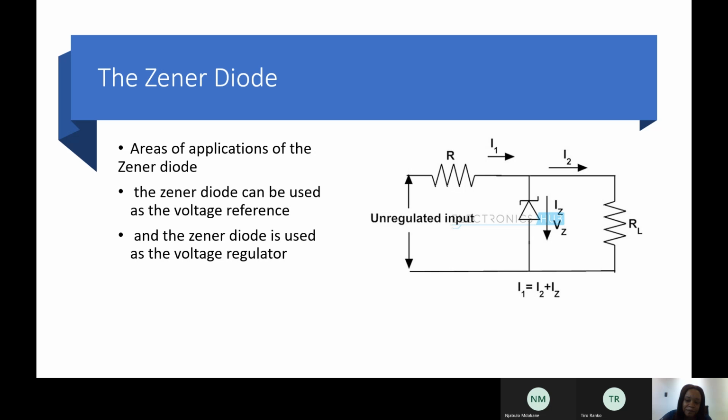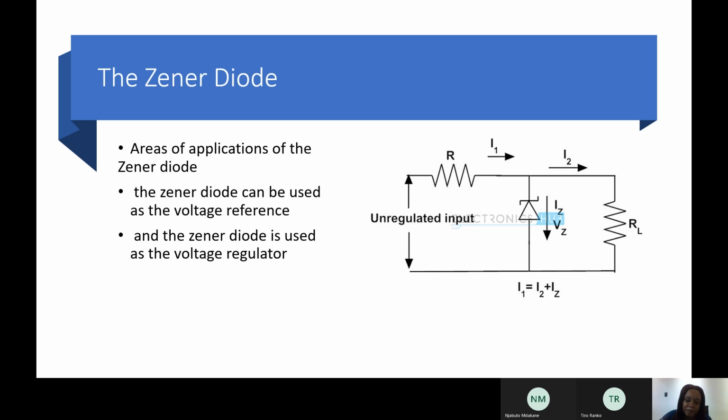What I mean is that the Zener diode itself has a reference value, and it compares that value to the value that is coming in. If that value does not match, it will not allow output to come out. But if it does, it will allow the output to come out.